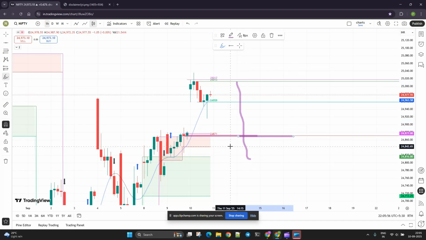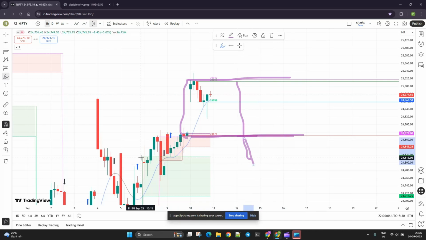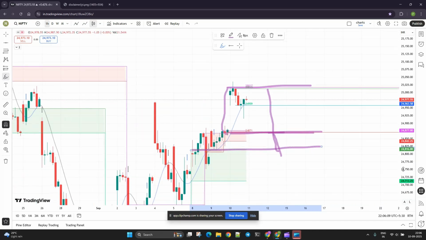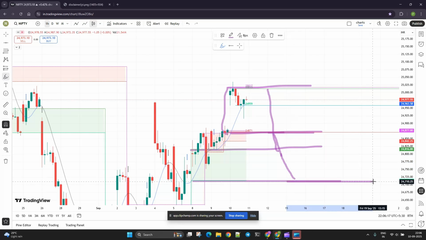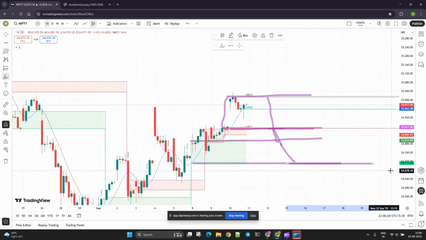Below 24,870, a supply zone gets created like this, a big one. And this will be the sell zone. And this is the demand zone. Obviously, if it comes all the way back here, it can break down this, and taking short positions at 24,700 will be awesome. Markets can crash like anything. At least it can give me 400 to 500 points below 24,700. Okay, that is one scenario.